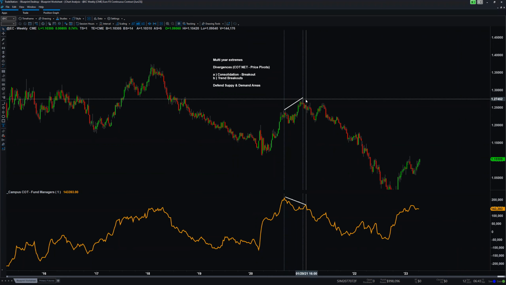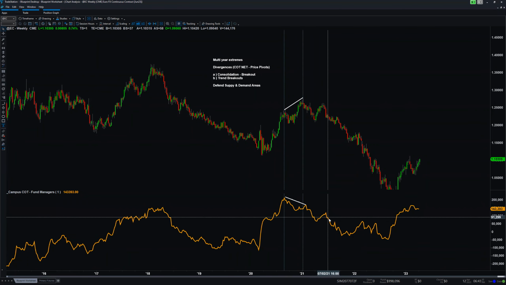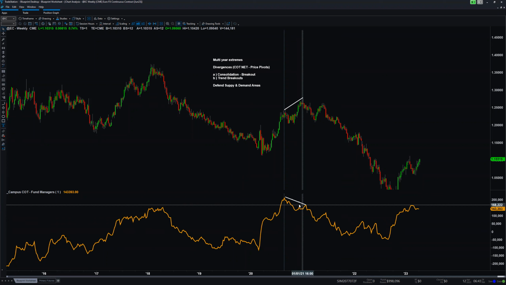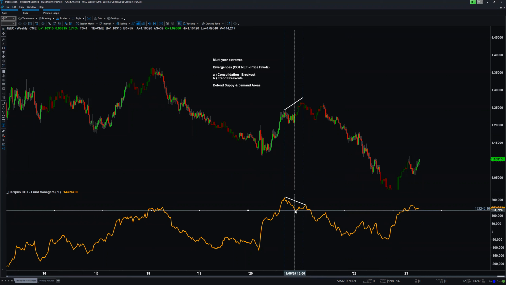Price chart is making a new high, but guess what the non-commercials are doing? They're starting to put a lot of contracts towards the short side. So at this stage, as this is a divergence, we could argue, well, now it's time to sell this, right? Then at that stage, you're going to say, well, let's wait for consolidation breakout. This is the prior pivot breakout.